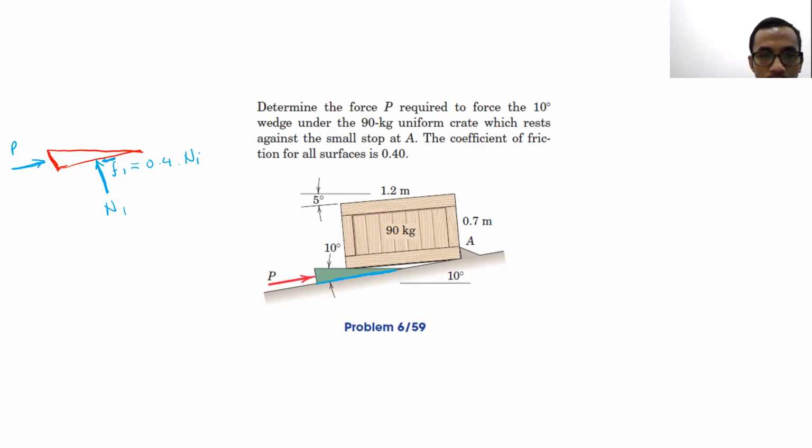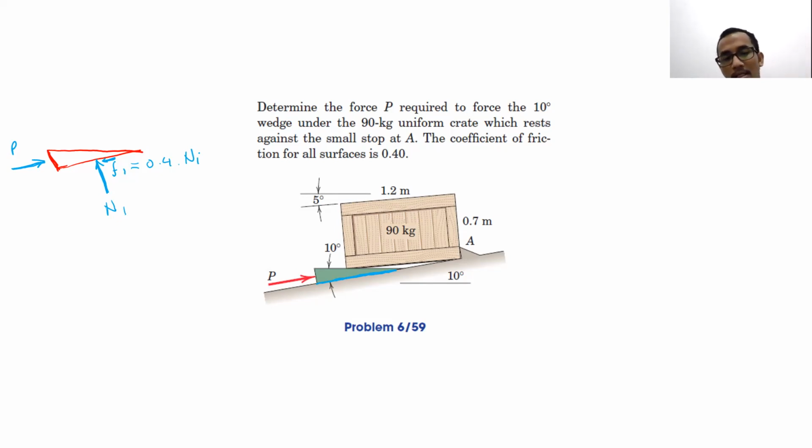Are we considering the box or the top surface of the wedge? What do you think? I think the wedge itself, sir. Yes, correct. We're supposed to use the wedge.